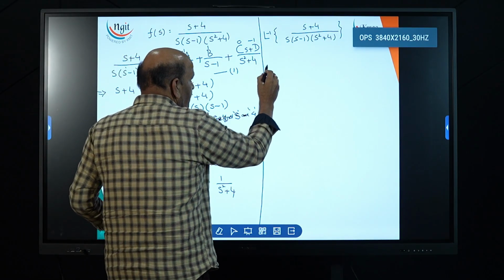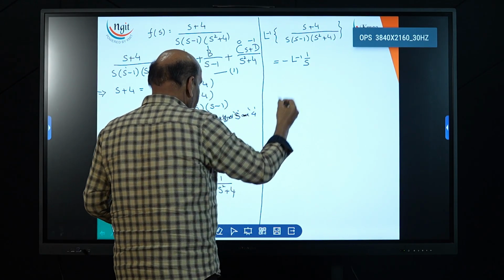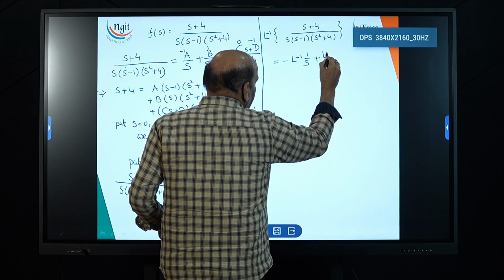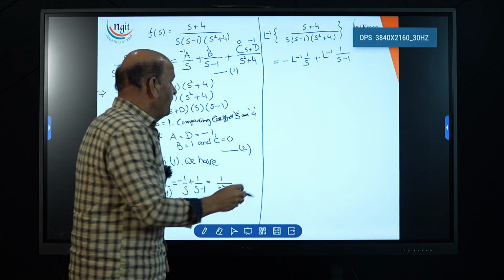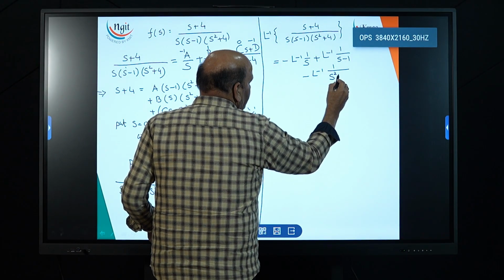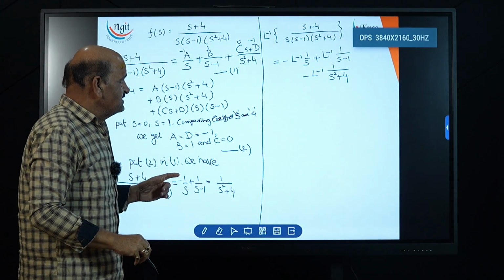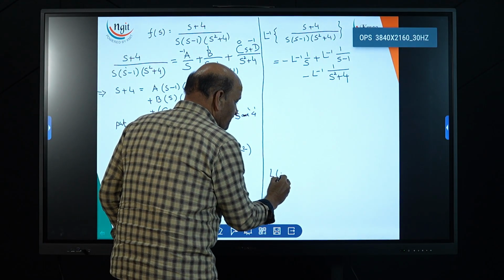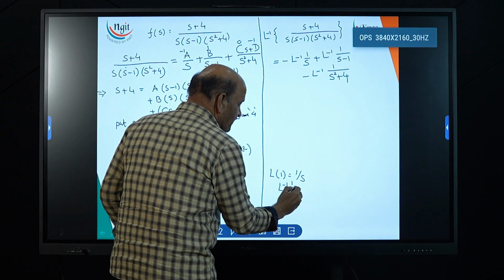Minus 1 by S. So minus is a constant, keep minus L inverse of 1 by S. Next, no constants here. Therefore, L inverse of 1 by S minus 1. So here, no constants, so minus L inverse of 1 by S square plus 4. Now just as discussed in the previous problem, Laplace transformation of 1 equals 1 by S. Therefore, L inverse of 1 by S equals 1.